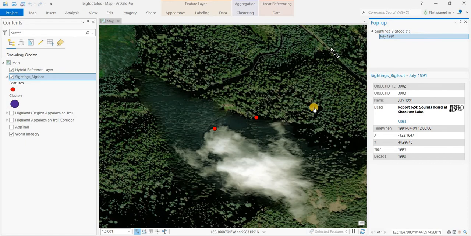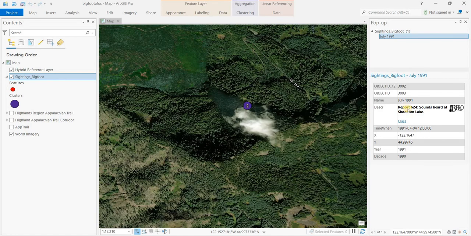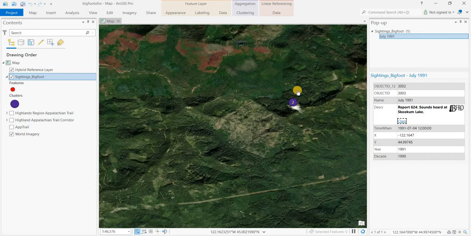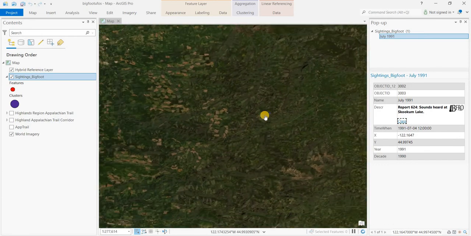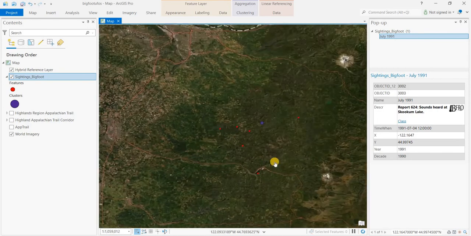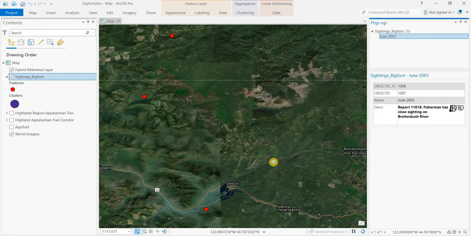July 1991, sounds heard at Skookum Lake. And you can see the report number right here, report 624. So you can go to the bfro.net and look up this particular report. Okay, so we looked at a few here. Go down by Detroit, Oregon.